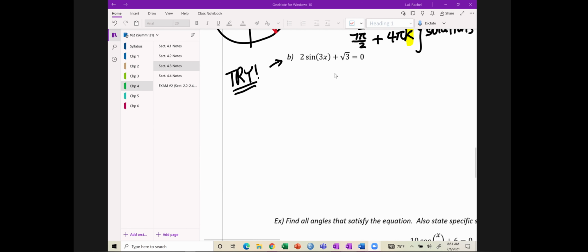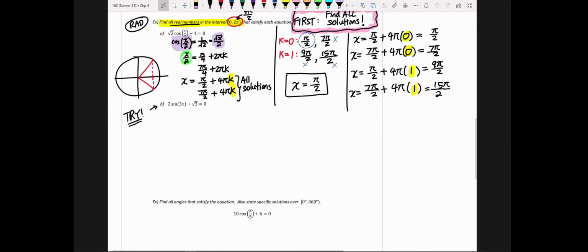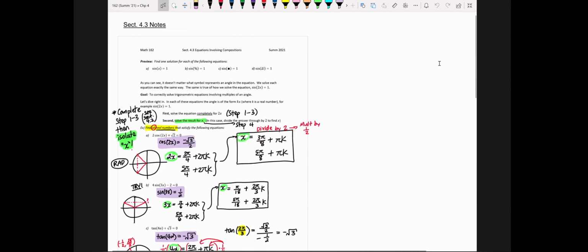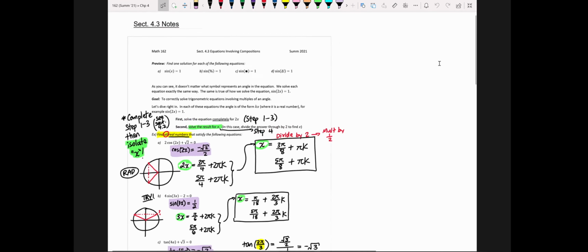Welcome, Jimmy. We're working on this problem. I see a couple students may have missed the first part. So Jimmy, do you want to go ahead and take a screenshot of the first part of section 4.3?